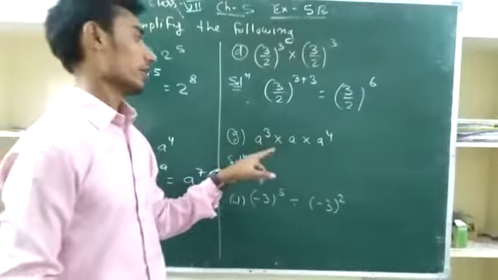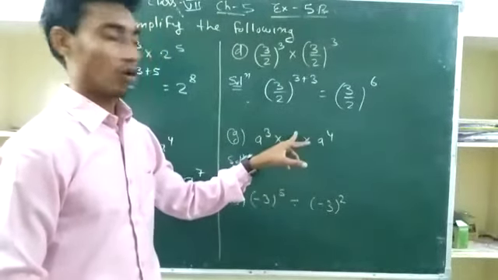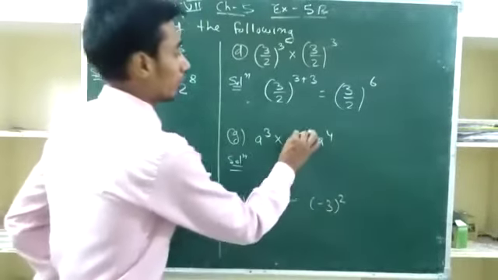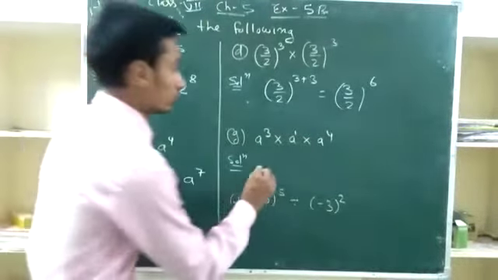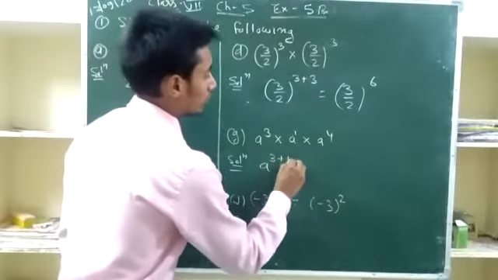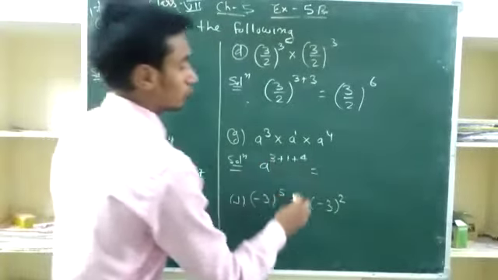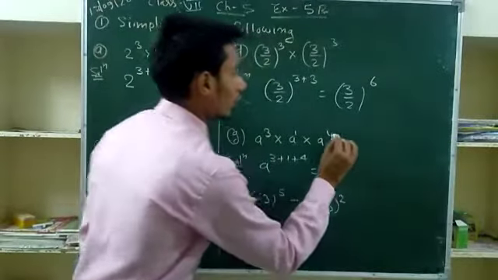Now look here. Here also base is same: A here, A here, A here. If there is no power, we can write here 1. So look here. First write A and add the power: 3 plus 1 plus 4. 3 plus 1 is 4, 4 plus 4 is 8. A raised to 8.